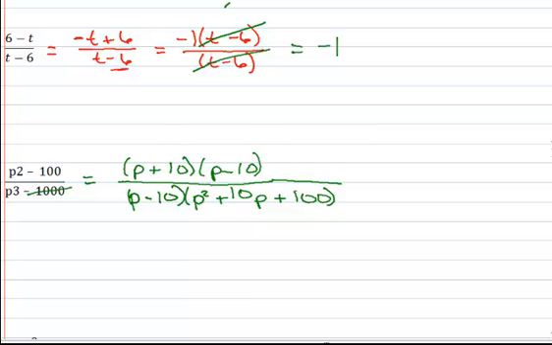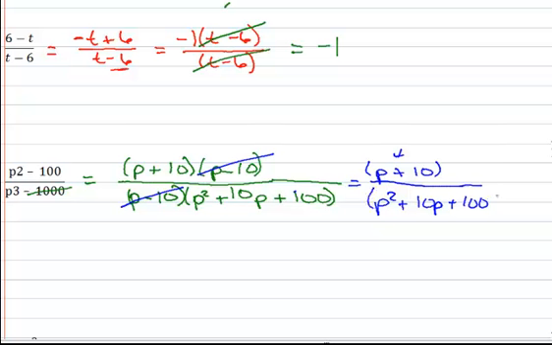So we look for anything the same top and bottom. So we see that we've got a p minus 10. So that leaves me with p plus 10 in the numerator, and p squared plus 10p plus 100 in the denominator. And we need to remember, of course, that at this point we can't simplify this because we've got all these pluses in there. And you may again want to put these in parentheses so you remember that they can't be separated. They can't be simplified using the same method as we simplify using factors.